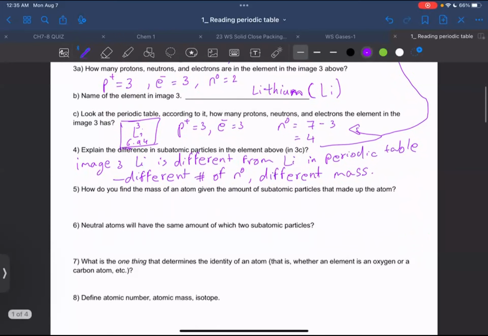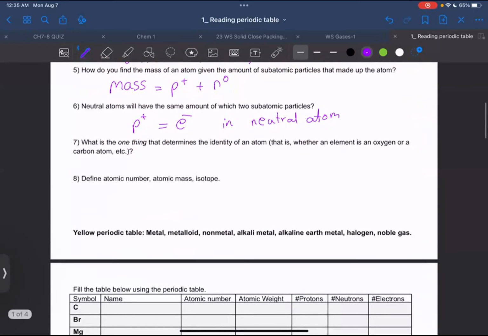How do you find the mass of an atom given the amount of subatomic particles that make up the atom? Again, mass is equal to protons plus neutrons. A neutral atom will have the same amount of each particle, that is, protons equal electrons in a neutral atom. Not in an ion. We'll talk about ions on Monday.